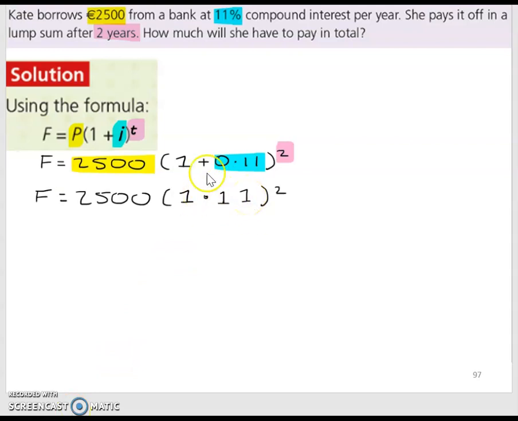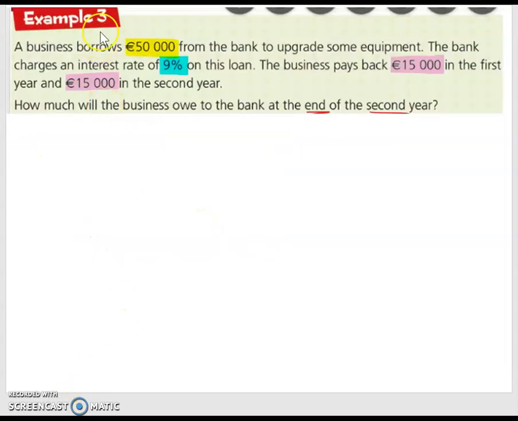Inputting into the calculator, 2,500 multiplied by 1.11 raised to the power of 2 gives us €3,080.25. So this is the amount of money she's going to have to pay in total. A business borrows €50,000 from the bank to upgrade some equipment. The bank charges an interest rate of 9% on this loan. The business pays back €15,000 in the first year and €15,000 in the second year. How much will the business owe to the bank at the end of the second year?